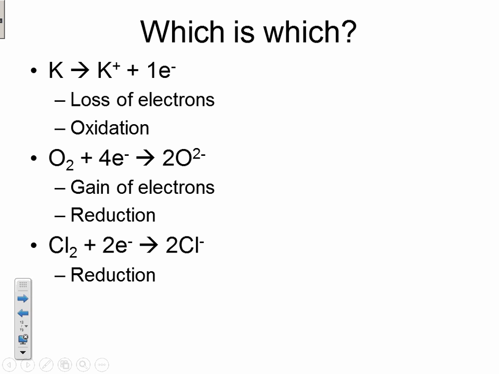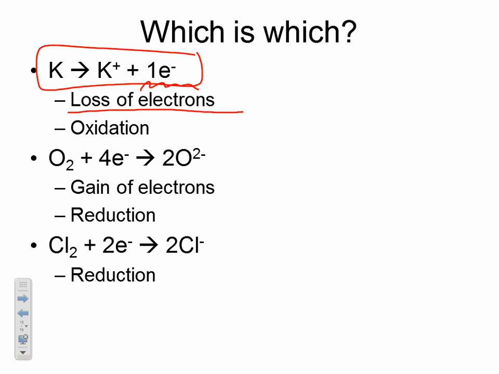So we have a couple different half reactions here. We have potassium, oxygen, and chlorine. And in this half reaction, K goes to K plus 1 electron. Notice that our electrons are on the product side. That indicates a loss of electrons. These electrons are separating from the potassium. Notice also that the charge on the potassium goes from 0 to plus 1. Charge increases, right? Charge increases.